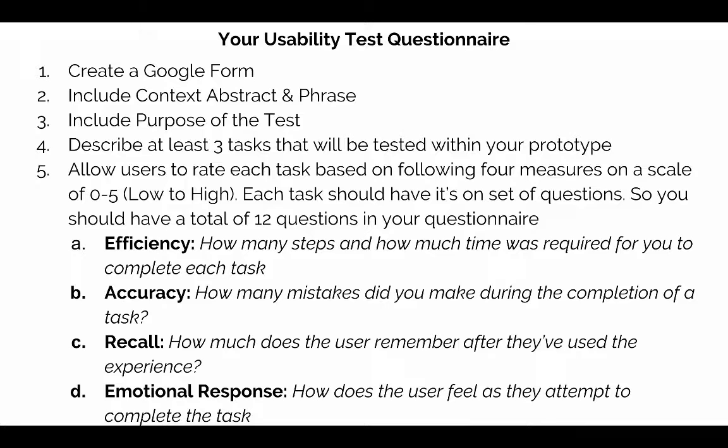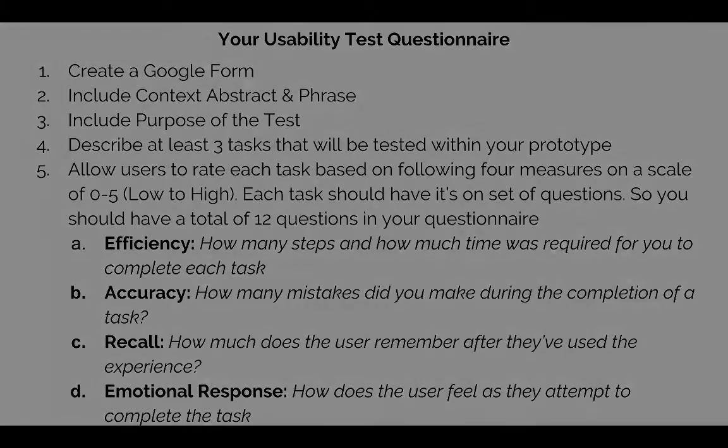For each task, you want to include a way for your partner to rank the 4 measures on a scale of 1 to 5. So once again, that's for each task. So your usability test is going to measure efficiency, accuracy, recall, and emotional response for each task that the user is going to move through.